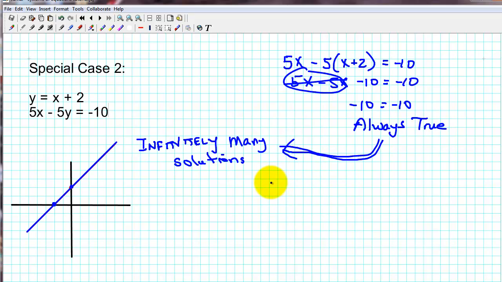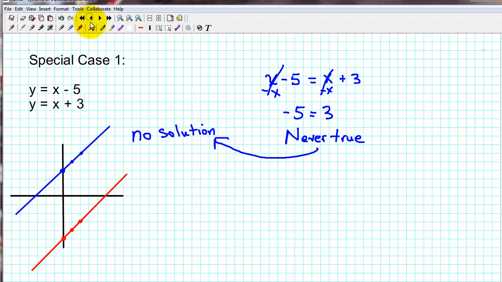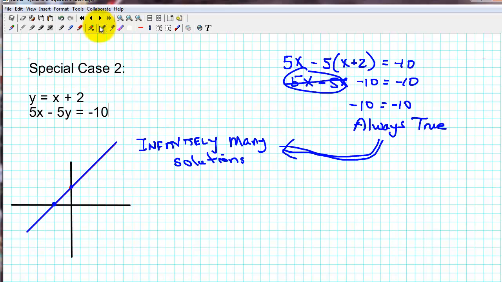So to wrap up, when we have a system of equations, normally we end up with a single xy pair that solves it, but there is the potential in some situations where we have no solution, and in other situations where we have an infinite number of solutions.